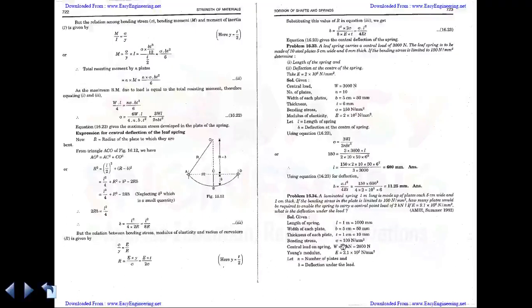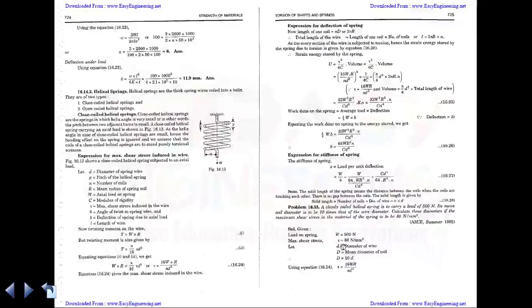The other data are given. As usual, use the sigma formula first. Here N is unknown, so substitute all other values and find out the N value. N here is 6, so 6 plates are required. Then delta is also required. Substitute in the delta formula and find out the delta value.